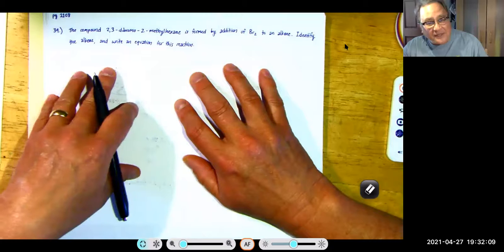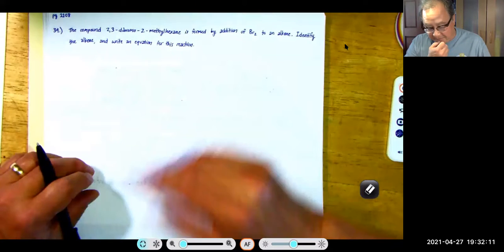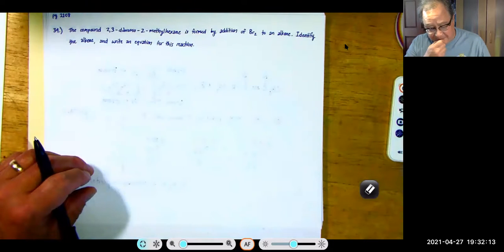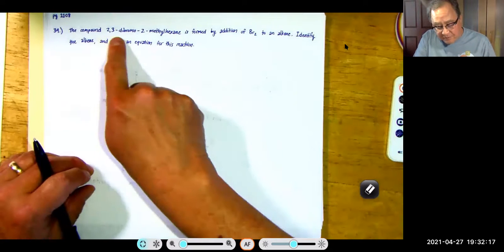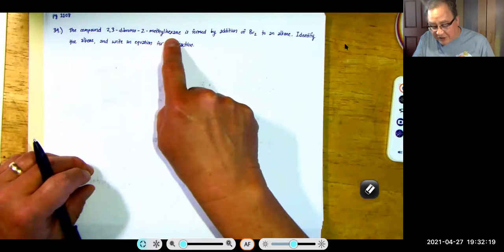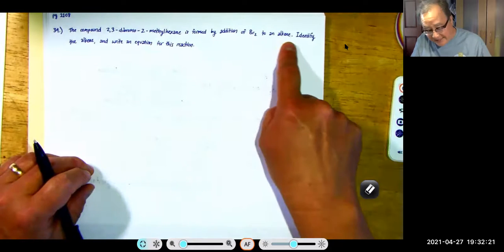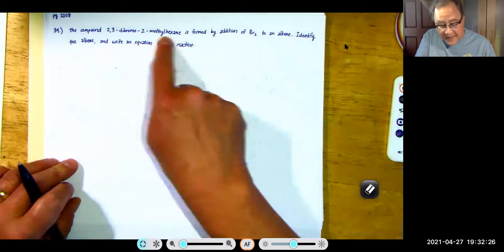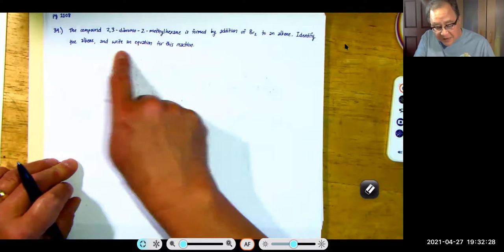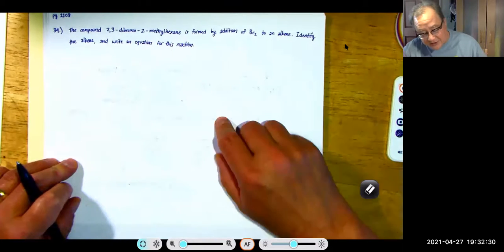Let's finish with this one because it is getting late, okay? I didn't mean to keep you guys on so long. Okay, the compound 2,3-dibromo-2-methylhexane is formed by addition of Br2 to an alkene. So this is a product. Identify the alkene and write an equation for this reaction.